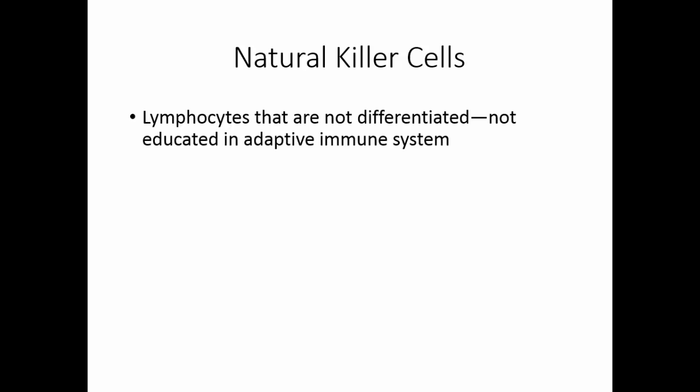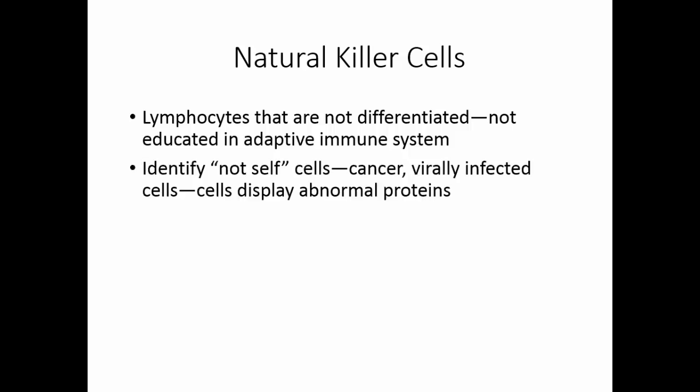Those natural killer cells are lymphocytes that are not differentiated. That is, they are not taught to look for a particular antigen. They can, however, identify not self cells. They know self proteins and they just go through and say it's self or it's not self. They don't worry about what kind of not self it is.